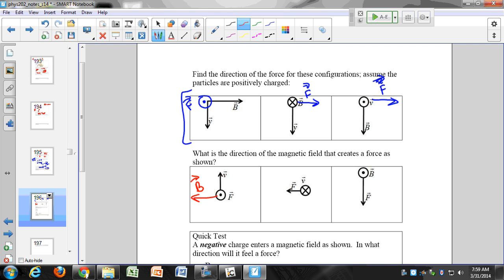You know it has to be either down or up, right? Because that's the only direction it's orthogonal. So F is in that direction. V is into the page. That's right, actually, so it's down. We'll try the next one. I gotta twist my hand.